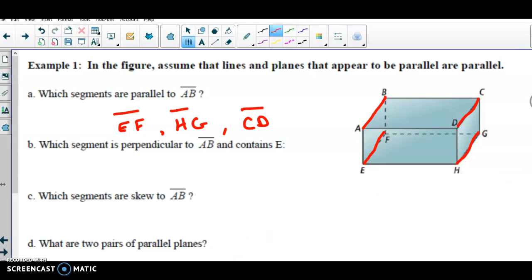Okay. Now we want perpendicular to AB. So I'm going to leave AB highlighted in red.